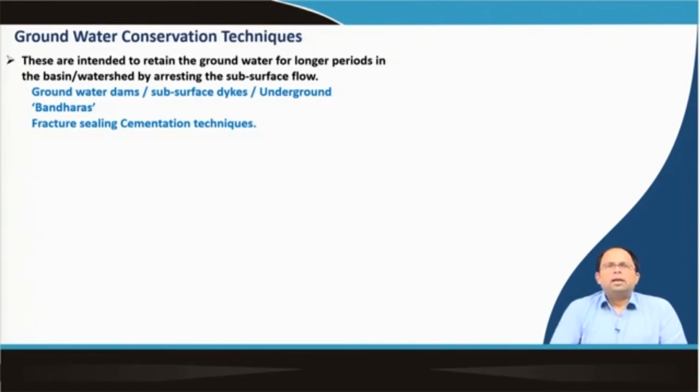Then we will look at some other groundwater conservation techniques, like over here. These techniques are designed so that the groundwater is retained for longer periods in a particular basin or a watershed, and some of these are groundwater dams, subsurface dikes, or underground bandharas. These are traditional structures, and we can also do fracture sealing and cementation techniques as well.